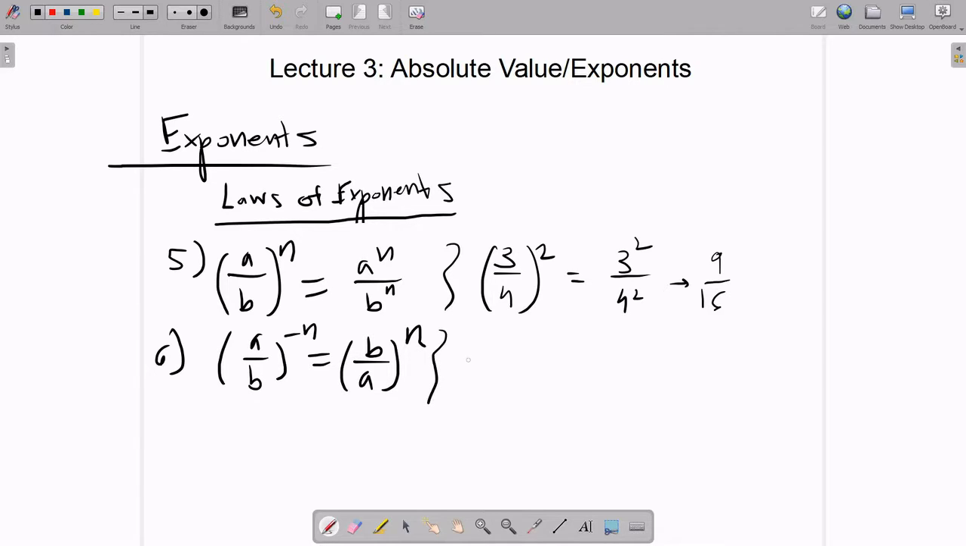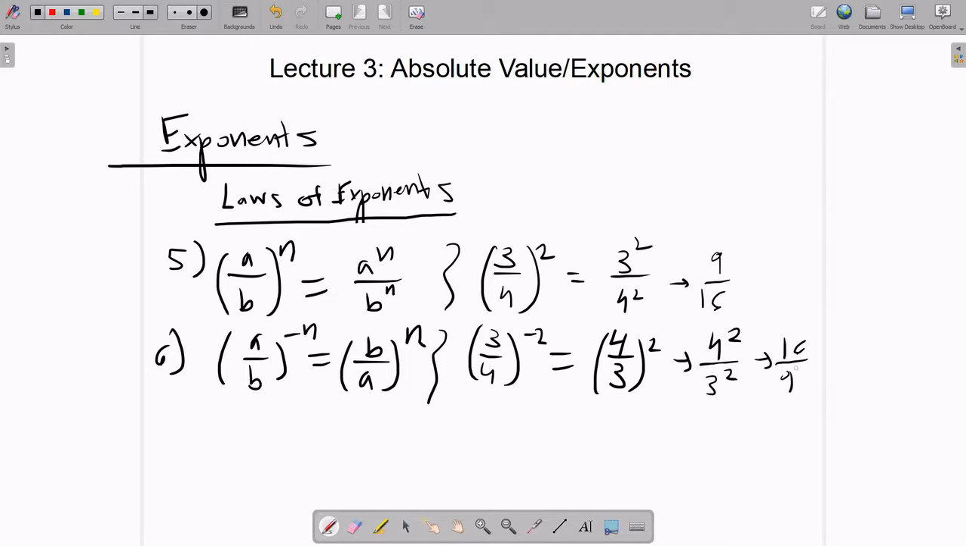So this applies now with the negative exponent, because you take advantage of the fact that a negative exponent would mean an inverse power. So if you have an inverse, you just do the reciprocal and you maintain the power that is positive. An example would be 3 over 4 again. 3 over 4 to the negative 2 power is equal to 4/3 raised to the 2nd power. Or if you want to apply the 5th law again, 4 squared over 3 squared, you get 16 over 9.